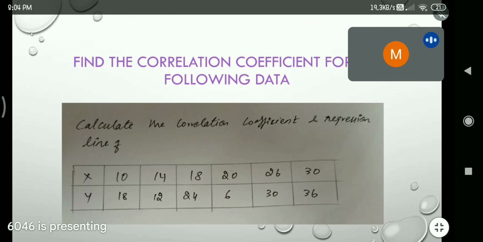Now let us take this problem to discuss our topic. Find the correlation coefficient for the following data. That is, calculate the correlation coefficient and regression lines of the following data of x and y. Here we have taken n as 6 inputs, so we have 6 columns of inputs.